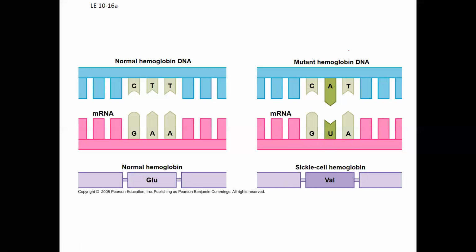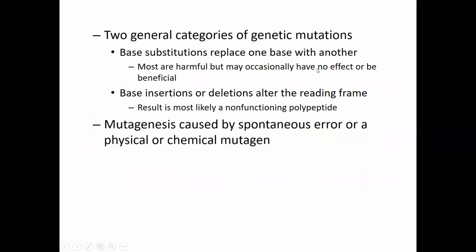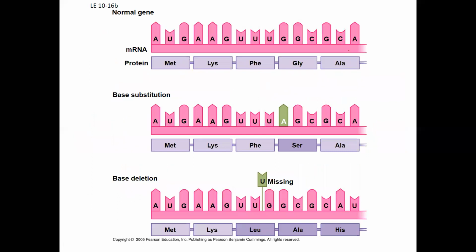It causes the hemoglobin, the red blood cell, to be shaped differently, sickle shaped, instead of the round donut shape. And so it carries oxygen differently, and it flows in the blood differently. So there are issues with that. Okay. What that is an example of is a base substitution. The number of bases stayed the same. One just got swapped out for another and it's substituted.